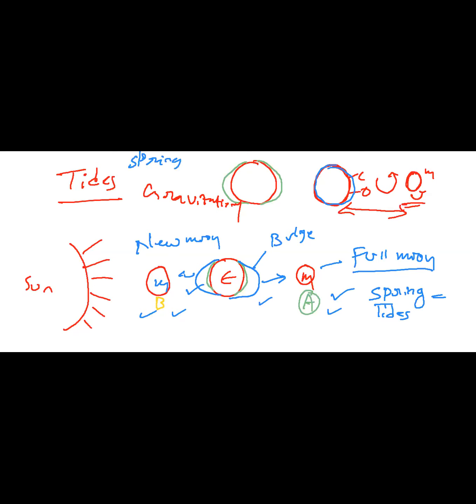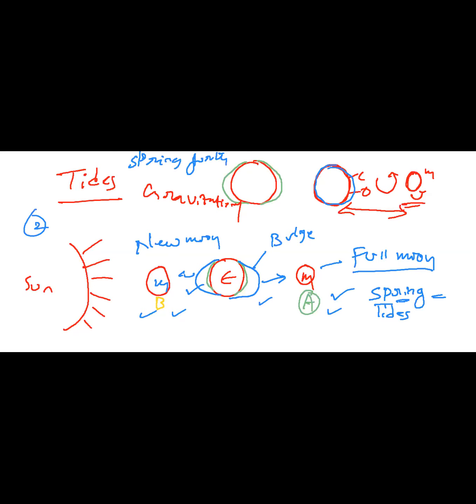S-P-R-I-N-G, spring forth. Spring forth means gush out. So you know gush out means, right? It will stretch out. So that's why it stretches heavily. That's why we call them spring tides. During the time of spring tides, it happens twice monthly: once at new moon time, another time at full moon time.